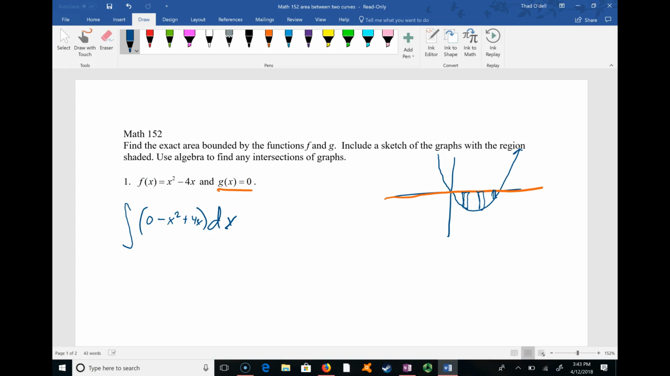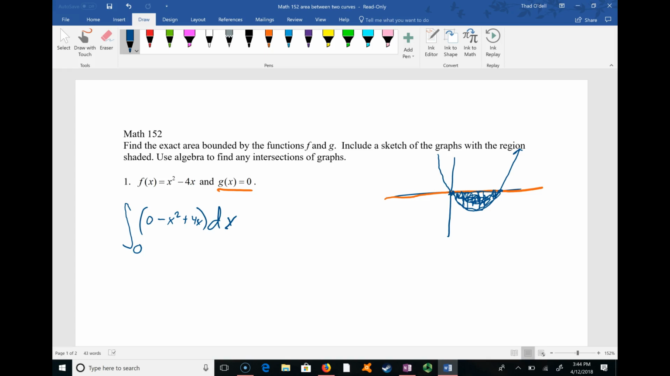And the limits of integration are the x values. In other words, this area covers from here to there, so we want to look at the x values that are involved in this area. The beginning x value is 0, so I put a 0 right there. This x value right here is where g and f of x intersect.